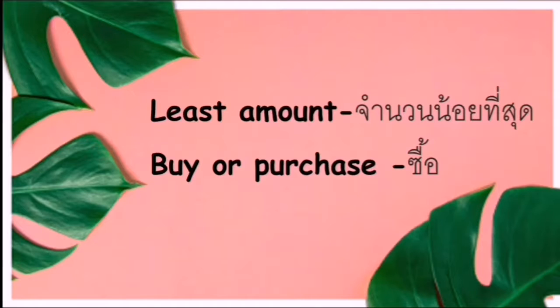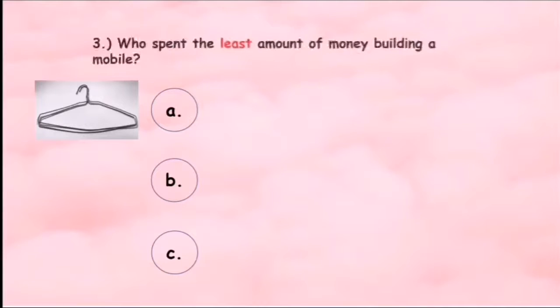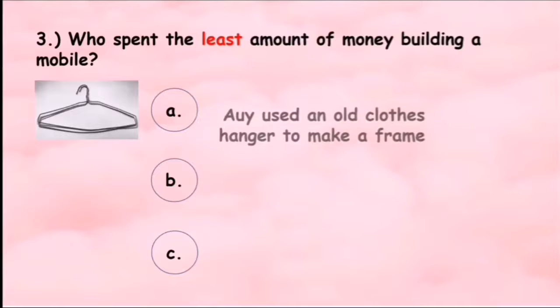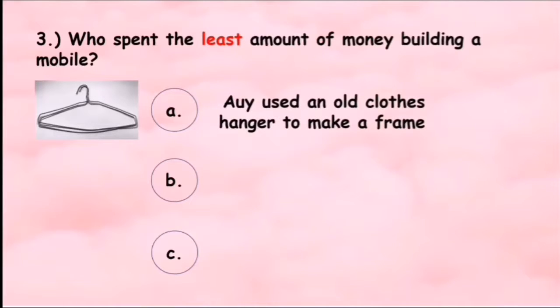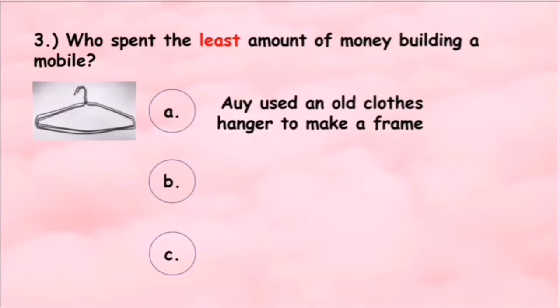Now let's go to our next word. Least amount. In Thai, it means okay. Next, we have buy or purchase. So buy or purchase have the same meaning. In Thai, it means okay. Now let's proceed to our question. Who spent the least amount of money building a mobile? Least means little.